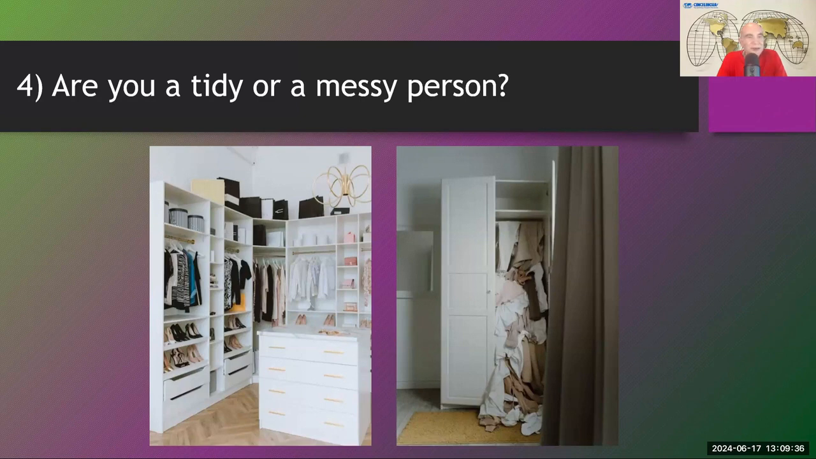Like I said, my desk has books and papers all over it. It has tablets and computers, and it's a mess. So yeah, but what about you? Are you a tidy or a messy person?